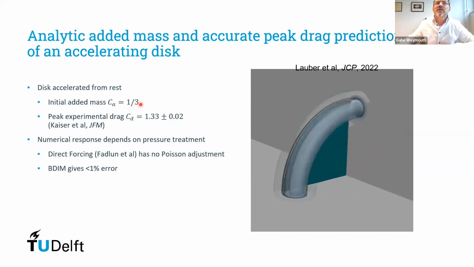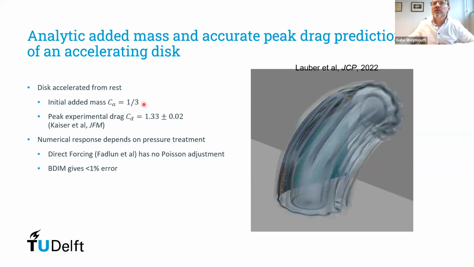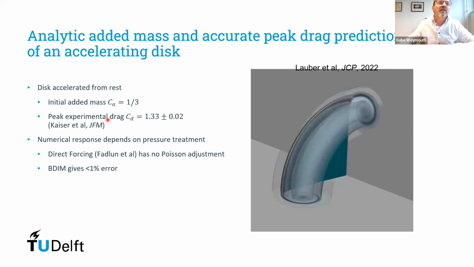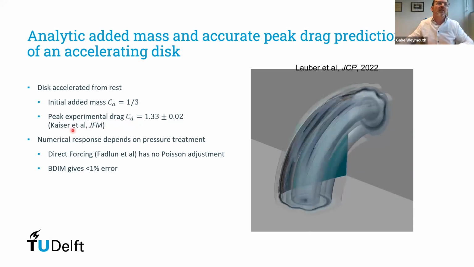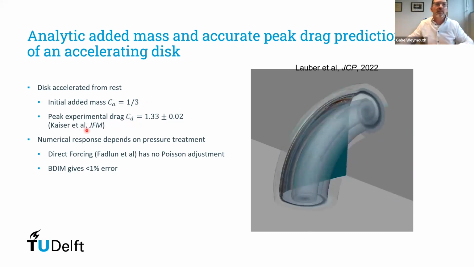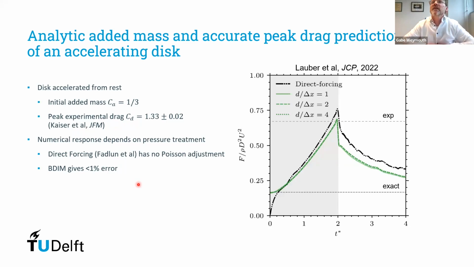The added mass for this is known from potential flow. The coefficient should be 1/3. And there have been measurements of the peak experimental drag, kind of by David Rival's group, published in JFM. And again, in Marin's paper last year, he showed that we can get these kind of forces almost perfectly. So this green line are 3 resolutions of the BDIM approach, his particular BDIM approach, which works extra well for super thin geometries, called BDIM sigma.